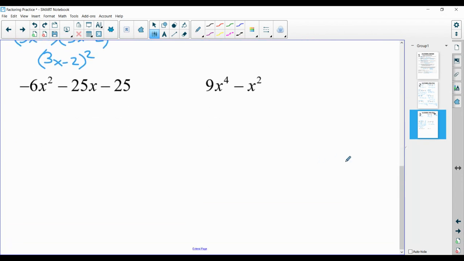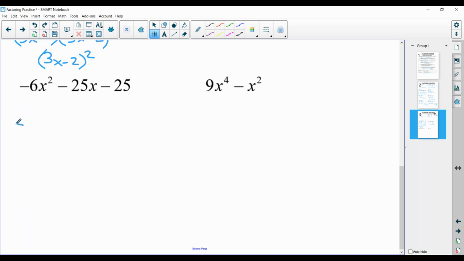All right, we've got 2 final examples here. So let's look at the first one. Anytime I have a first term, when this is written in algebraic order, it means I write the x squared first, then the x, and then the constant. But anytime I have a negative in the first term, I want to pull that negative out.